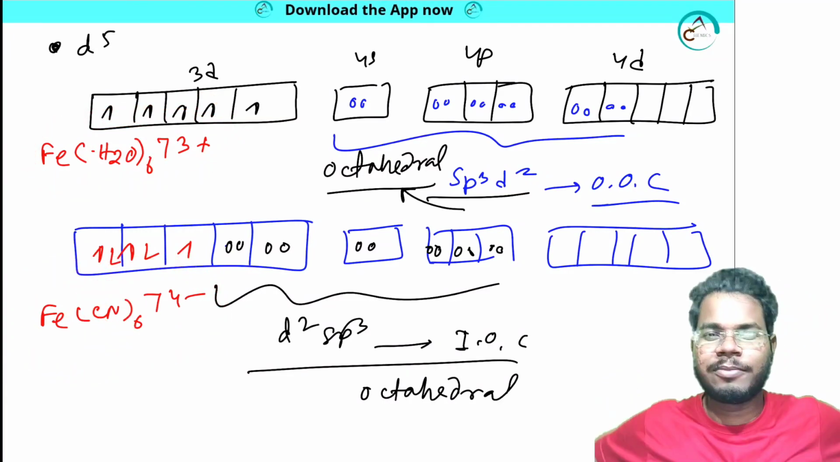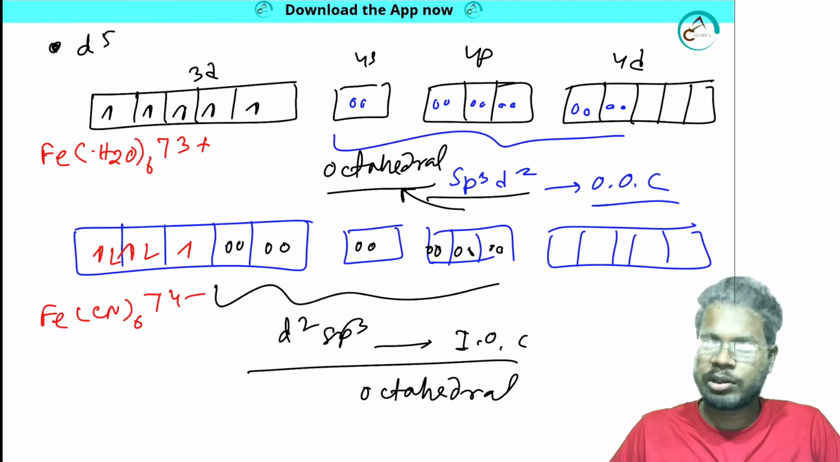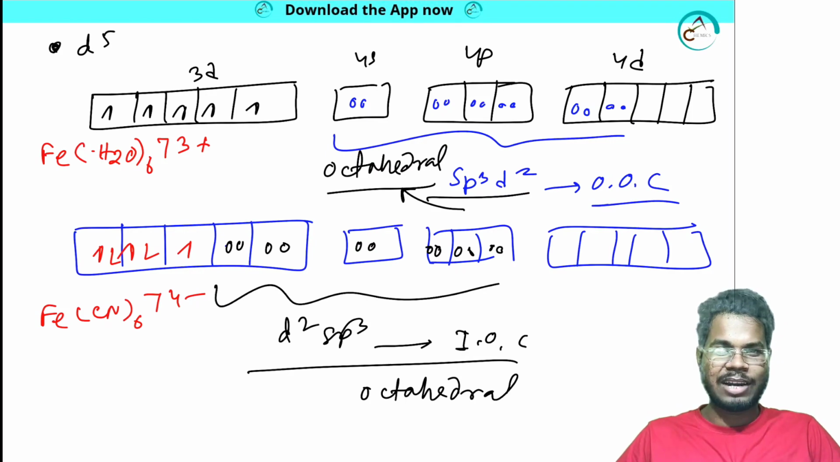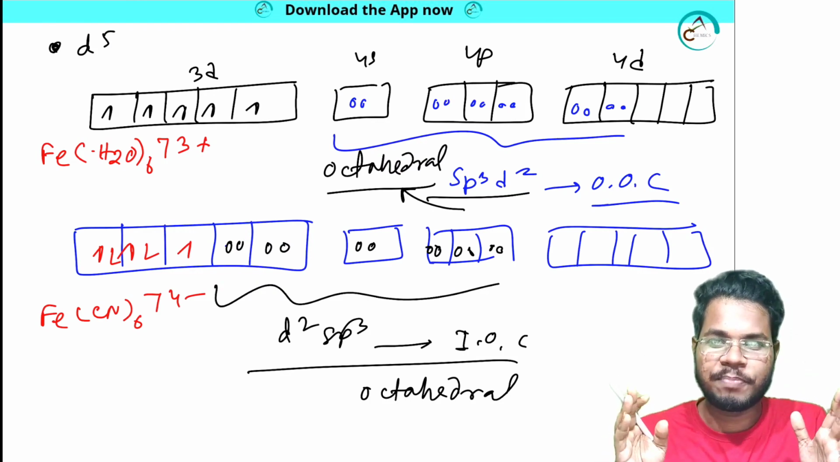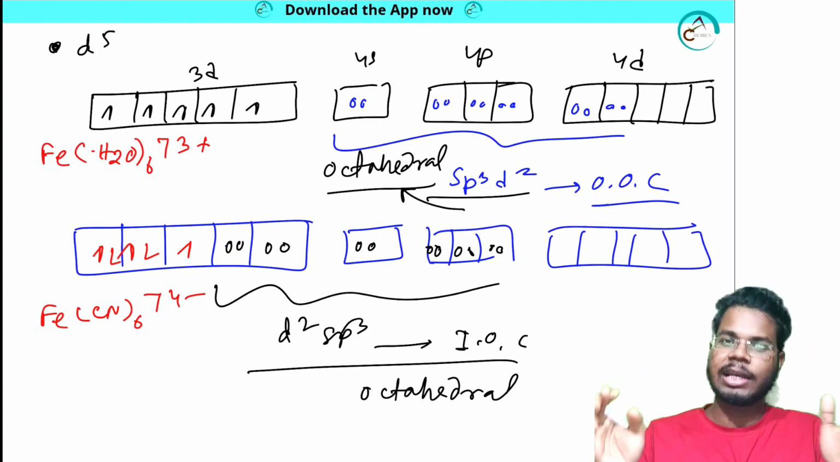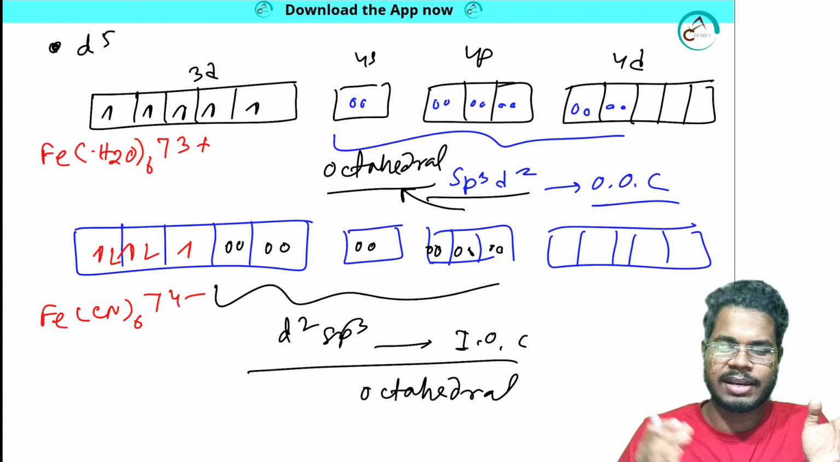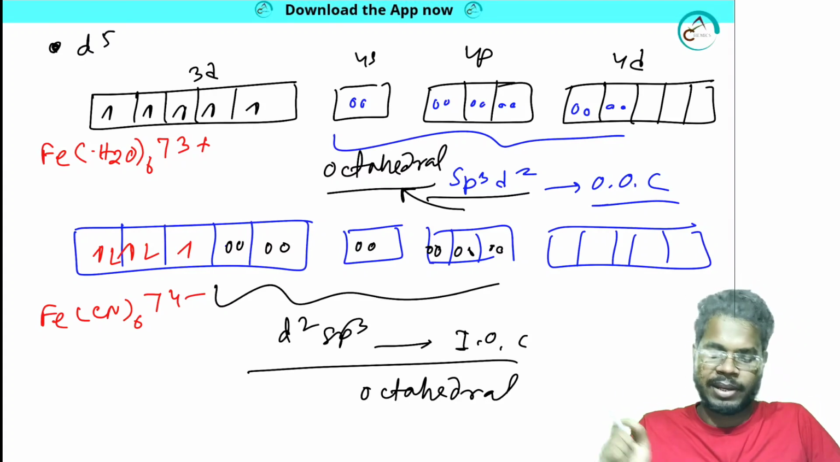That means there is something extra, something fun about the ligands. Ligands will play some kind of role, and what that role is, we will discuss after this VBT section, today of course. The exact explanation we will discuss during CFT, crystal field theory. At that time I will also give you examples, and come back to VBT and make you understand why this is happening.